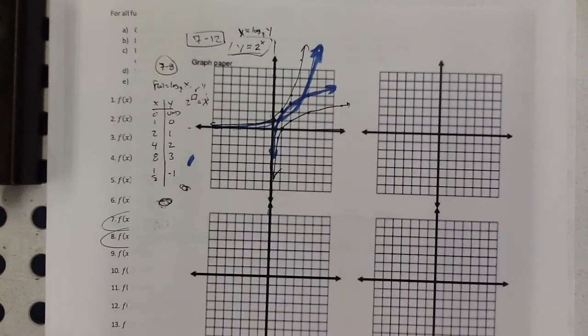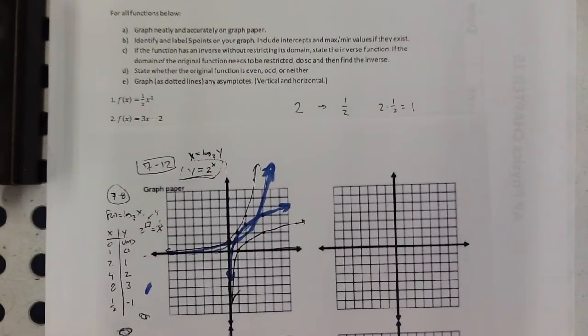Did I answer all the questions? The even, odd, neither, all of that stuff's neither. We did the inverses, and we did the asymptotes. So I think we're good. All right.